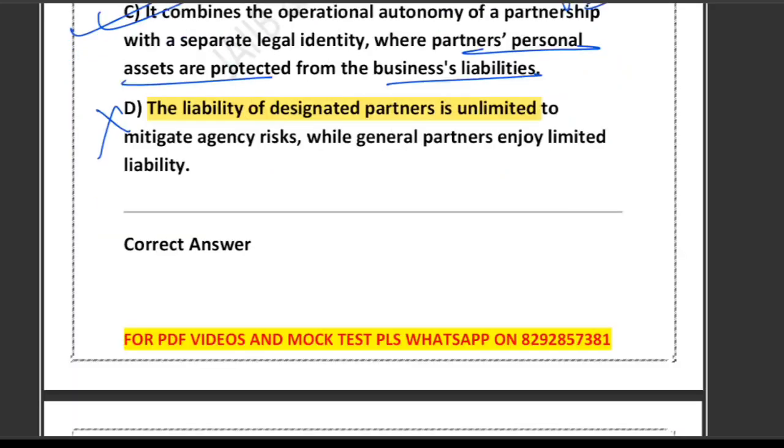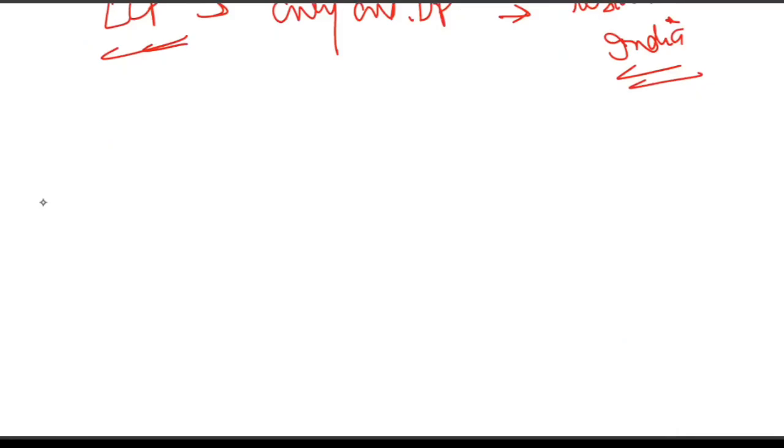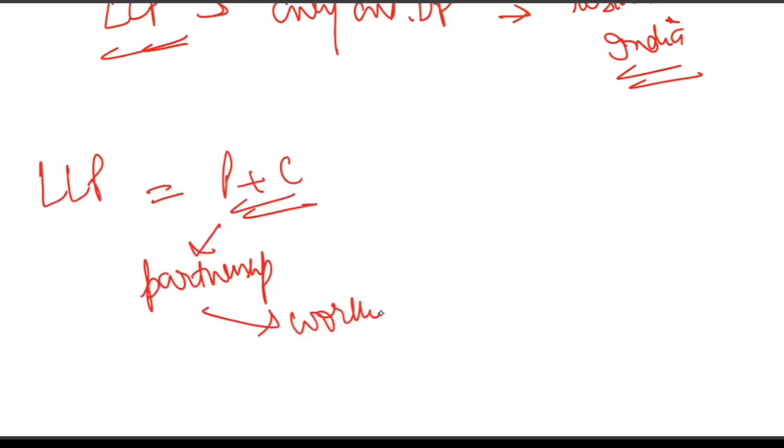So what we learned from this question, the correct answer is option C. Let me give you a trick also, so you can remember it like this. LLP is equal to P plus C. P means partnership style working is there, plus C means company advantage is also there.